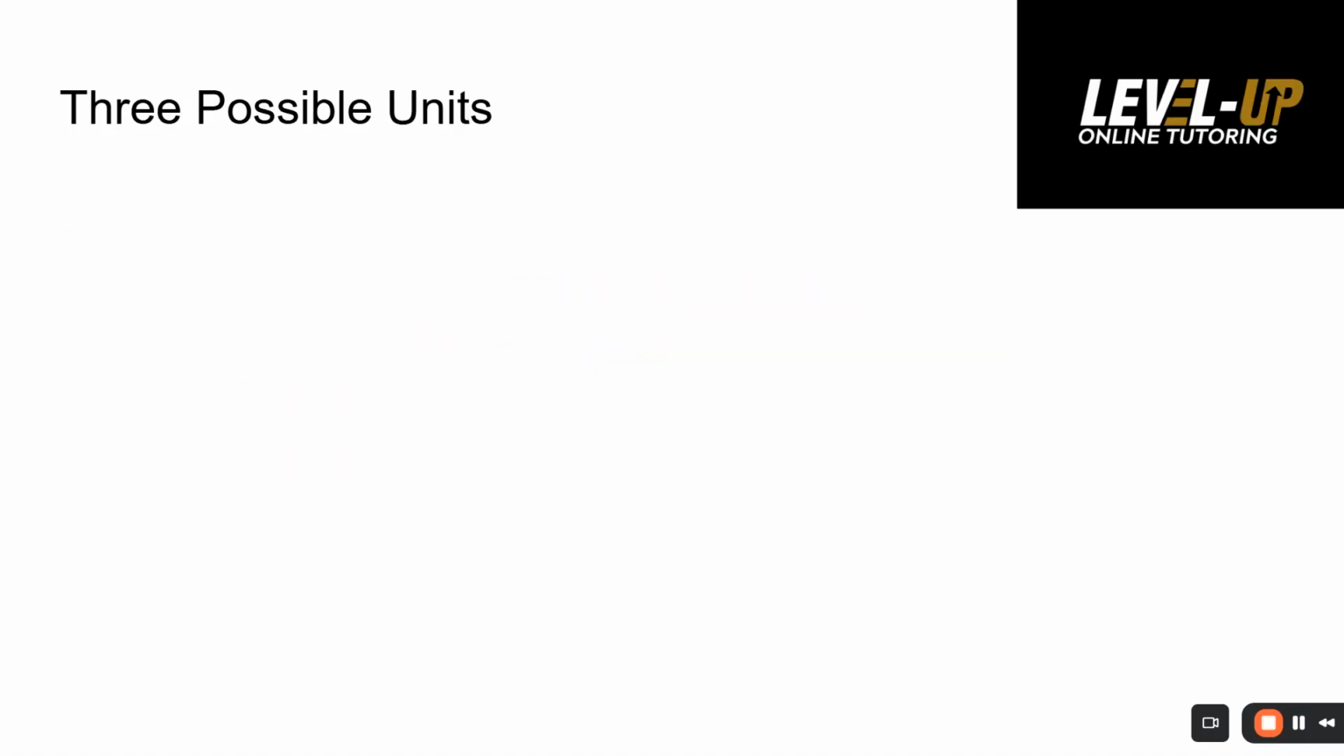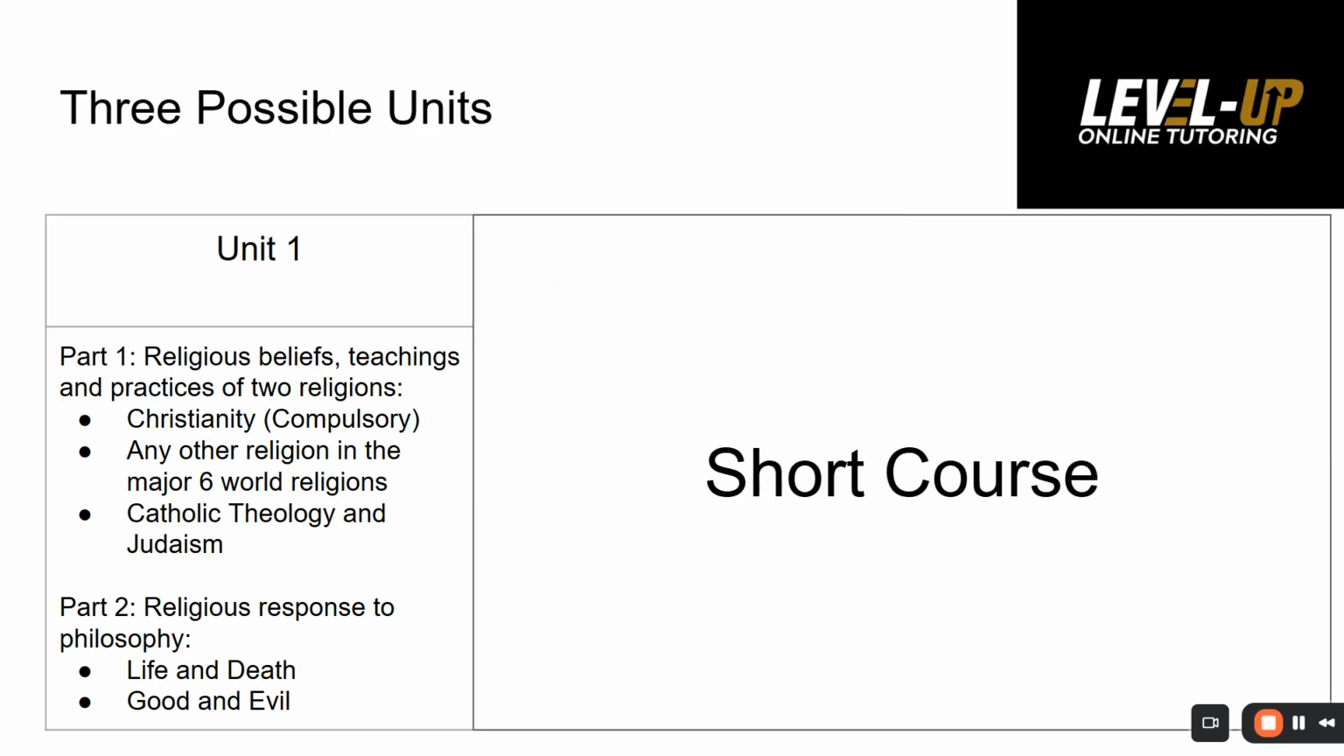Now, depending on the course that you're doing, if you're a short course, you will just do Part 1 and Part 2. Part 2 being the religious response to philosophy. So you look at ideas around life and good and evil. So if you're doing the short course, you will just do Unit 1. You'll see there under Part 1, there is a bit there for Catholic theology and Judaism. We'll come on to that in just a second and where that fits in.